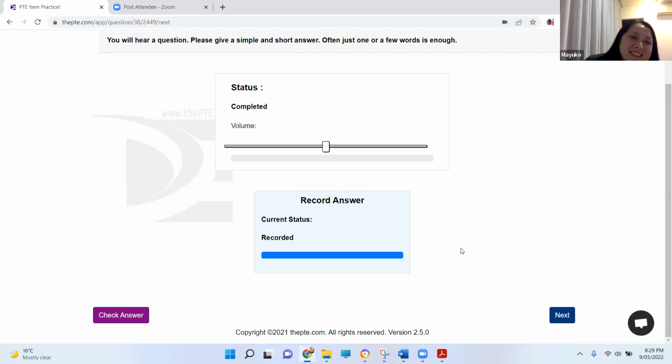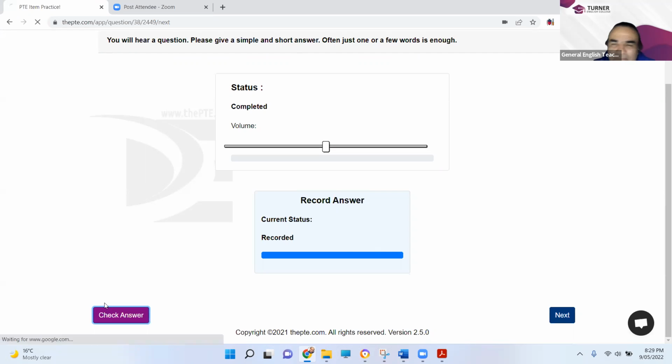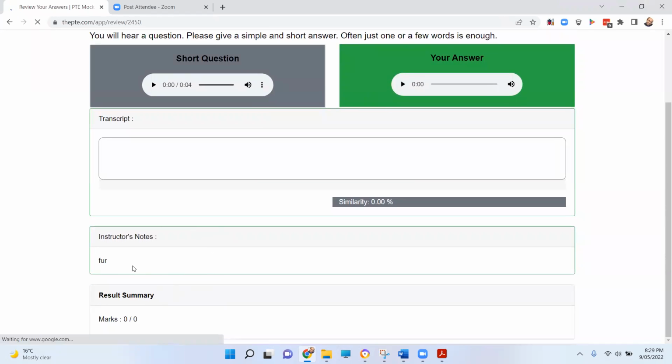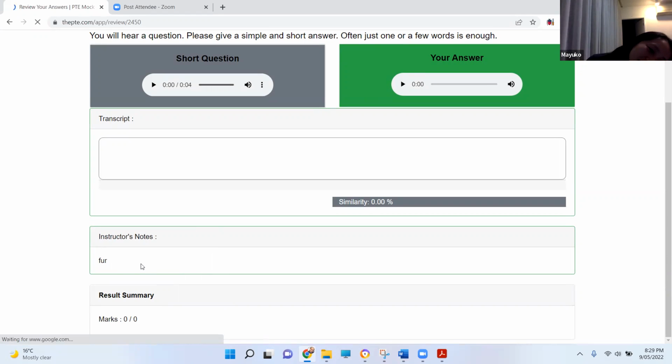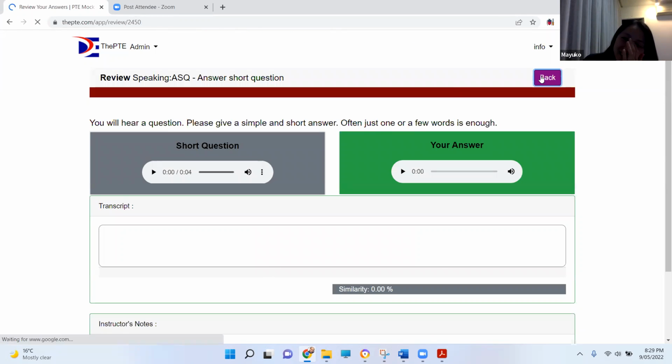Oh, fur. F-U-R. Let me show it to you. Oh, the fur. F-U-R. Wow, very good. Fur. Not feather. If it is feather, your cat could fly. Okay. And the last one.